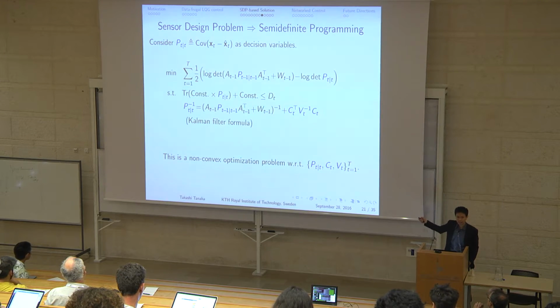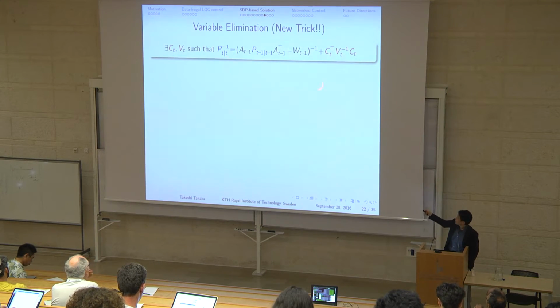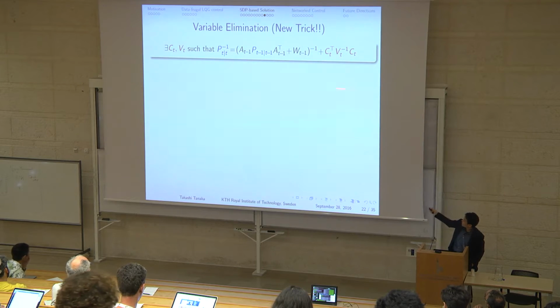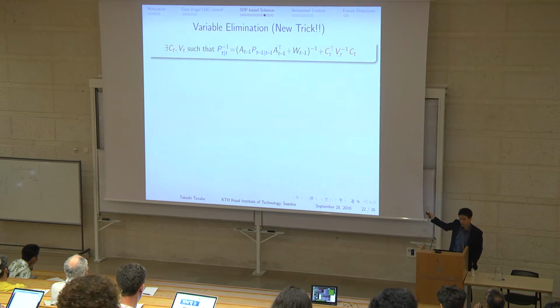But of course, this is a complicated optimization problem because of this constraint, this nonlinear equality constraint. This is very difficult to handle. And here's a trick that we invented, essentially. It's based on a variable elimination. So this is the nonlinear constraint, but it is actually requiring the existence of a C matrix and a V matrix satisfying this equation.